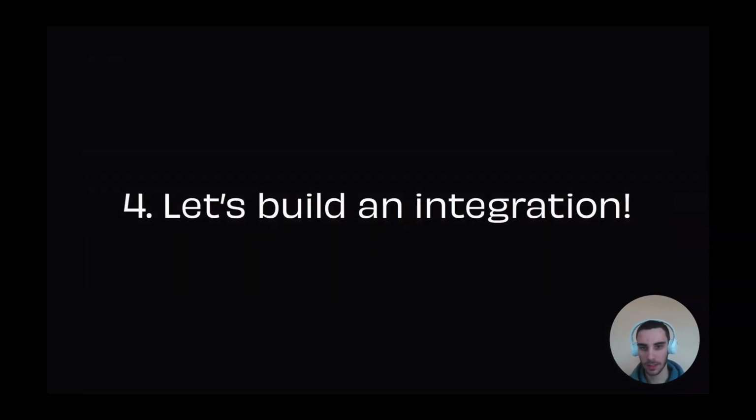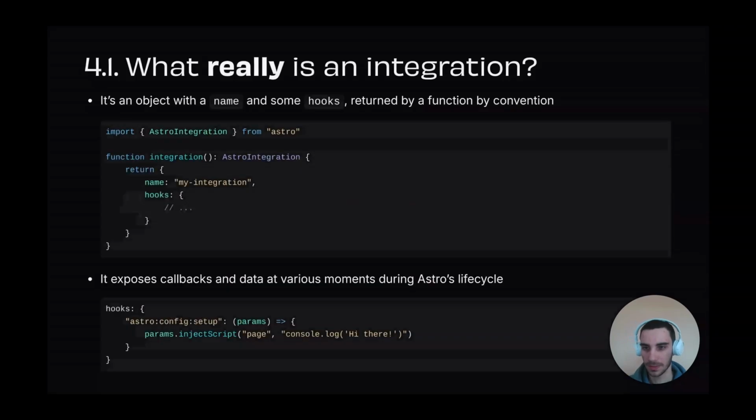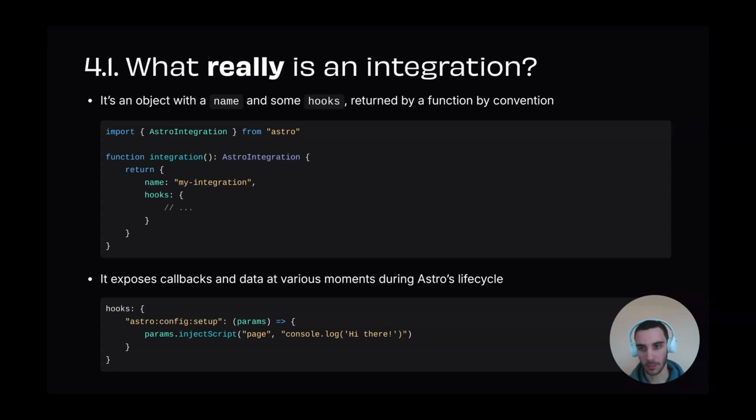So yeah, let's build an integration, because I think that would be very interesting to see. It's not so hard actually. An integration is an object with a name that doesn't need to be unique, and some hooks. By convention, we return a function so we can pass options to it. These hooks have callbacks and data at various moments during Astro's lifecycle.